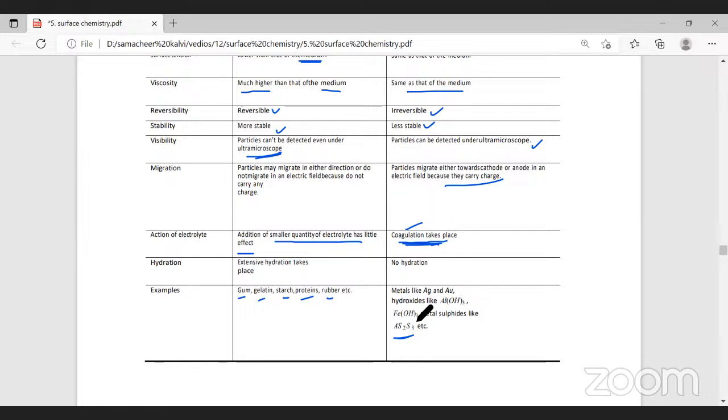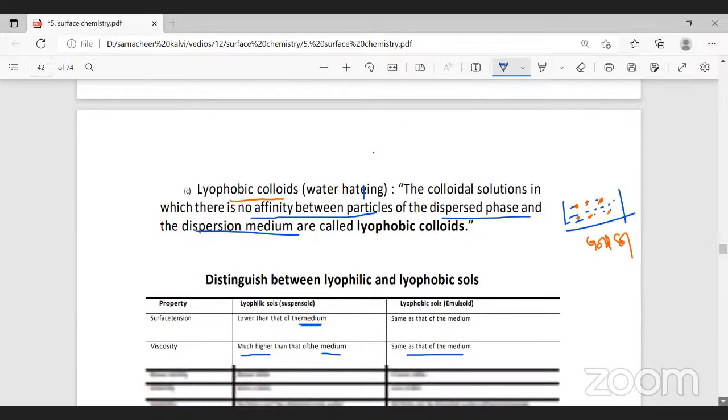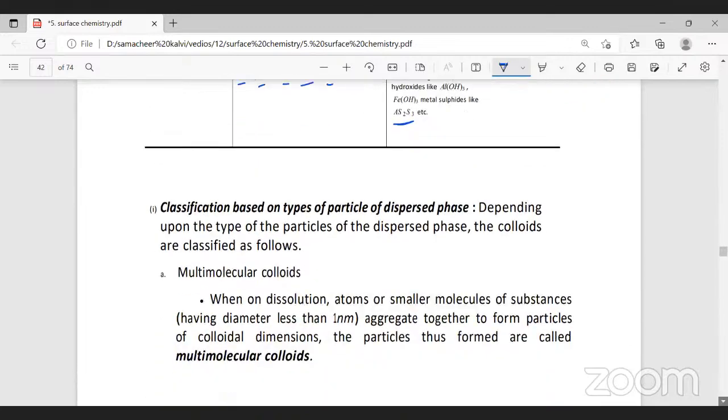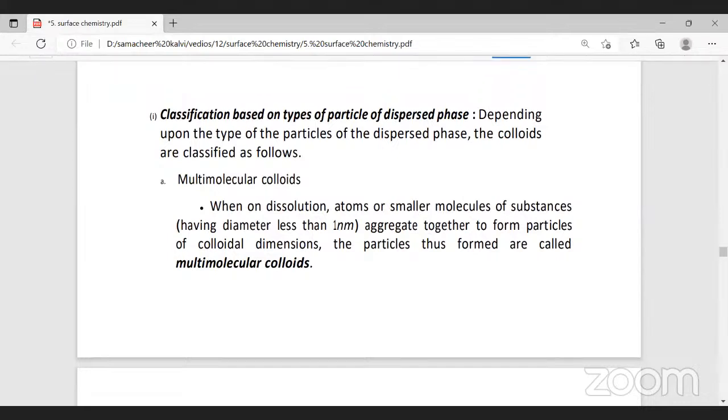So we have lyophilic as well as lyophobic colloids. It is an important question: distinguish or differentiate between lyophilic and lyophobic colloids. Now, classification: we have learned based on dispersed phase and dispersed medium. Second, we have learned based on the interaction between dispersed phase and dispersed medium. Now we're going to learn classification based on types of particles of the dispersed phase.